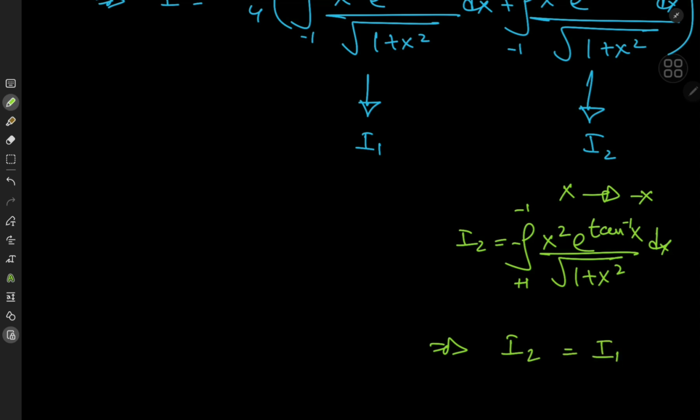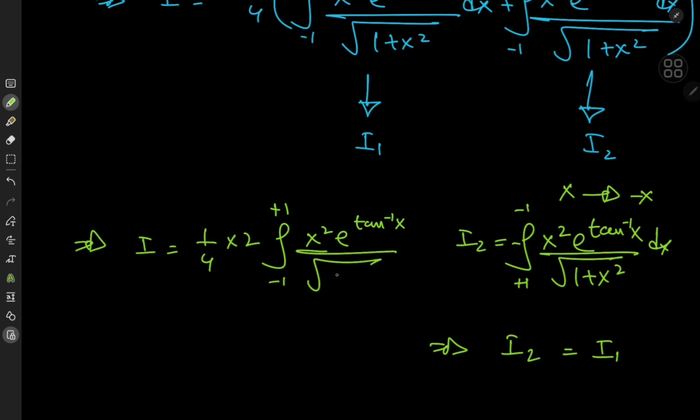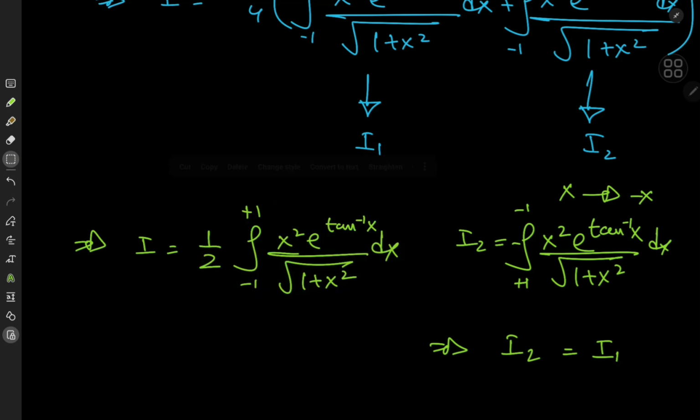which means that I sub 2 is equal to I sub 1, and the target integral I is now a quarter times twice the integral from negative to positive 1 of x squared times e to the inverse tangent of x divided by the square root of 1 plus x squared dx, where there's some nice cancellation here, and I write it as 1/2 this really cool integral.